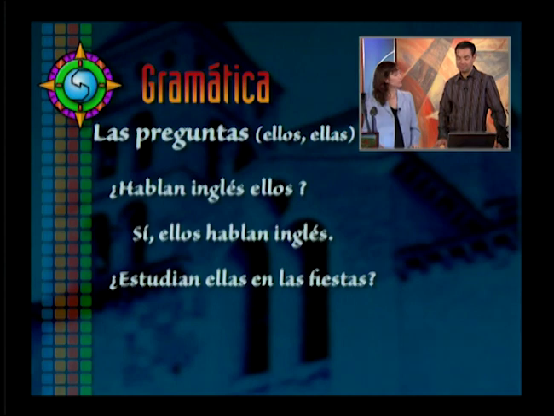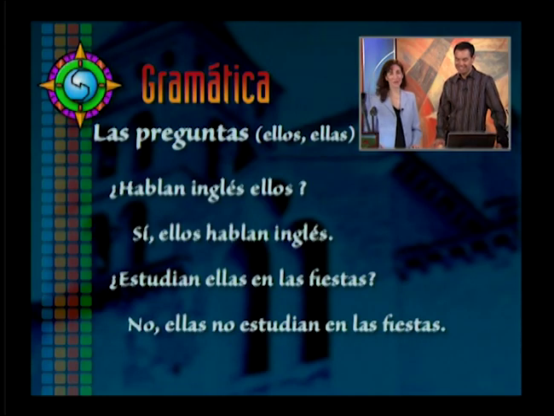Correcto. Ask me the question. Carlos, ¿estudian ellas en las fiestas? Creo que no. Ellas no estudian en las fiestas. No es lógico, ¿verdad? No estudian ellas en las fiestas. Okay? Muy bien, excelente.